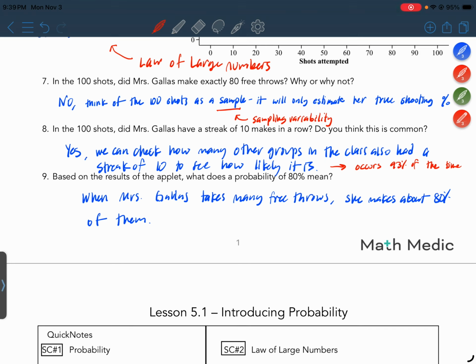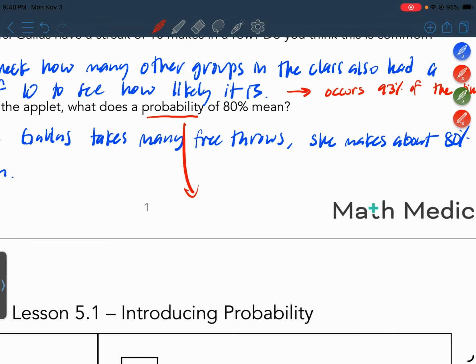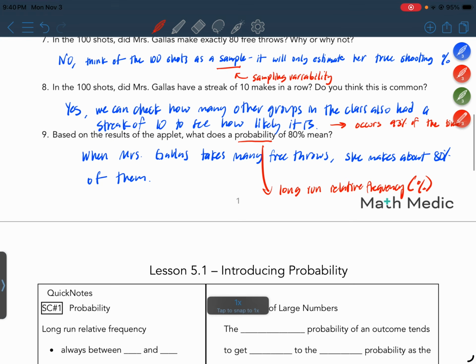What does probability mean? Okay. So probability describes what happens in the long run. Okay, it's the percentage of favorable outcomes in the long run. Okay, the statistical definition, we call it the long run relative frequency. Okay, and remember, relative frequency is just a fancy word for percent. Okay, so it's the long run percent.